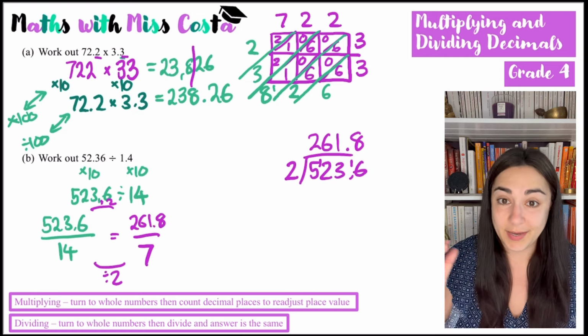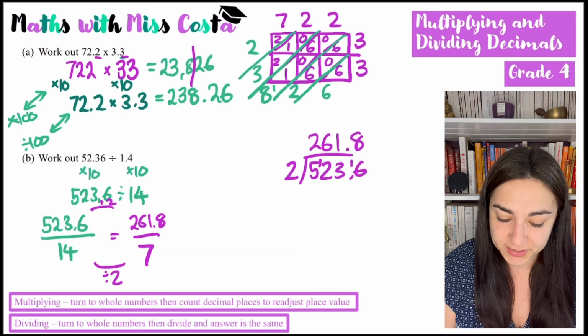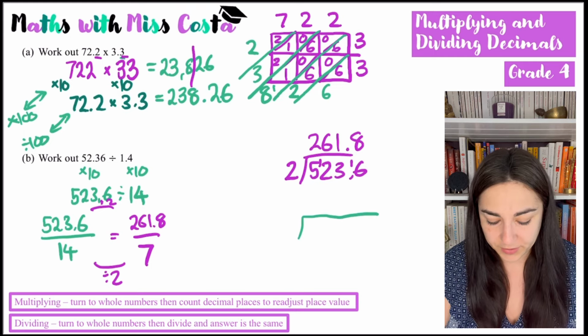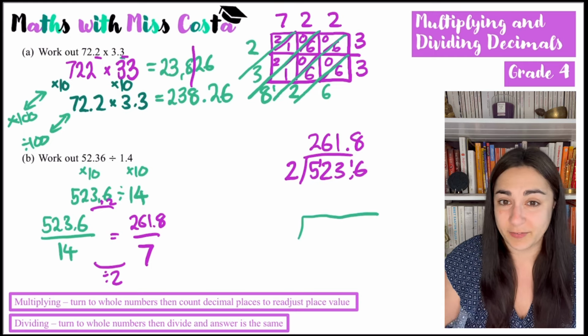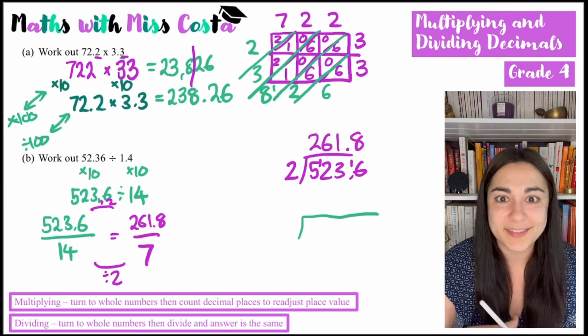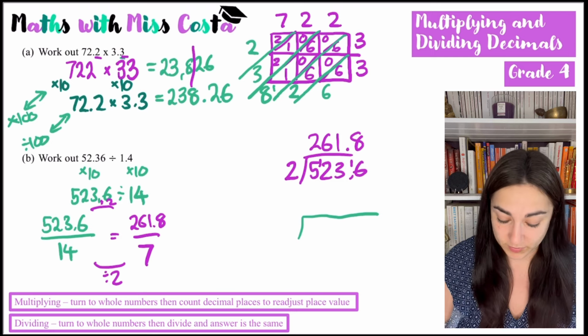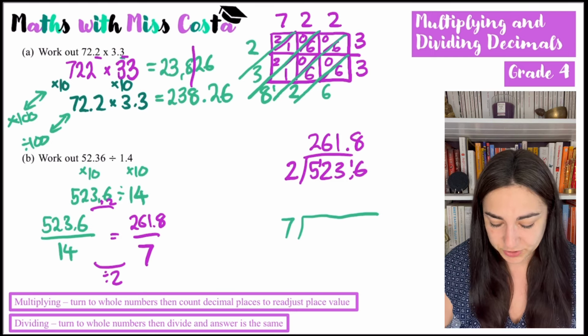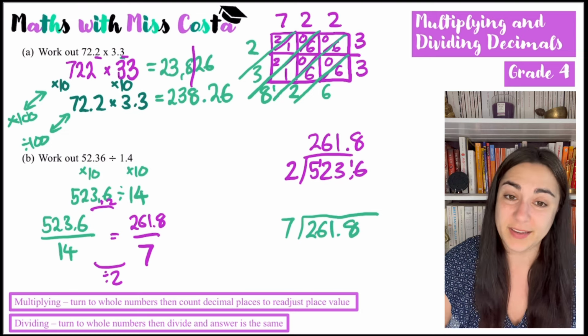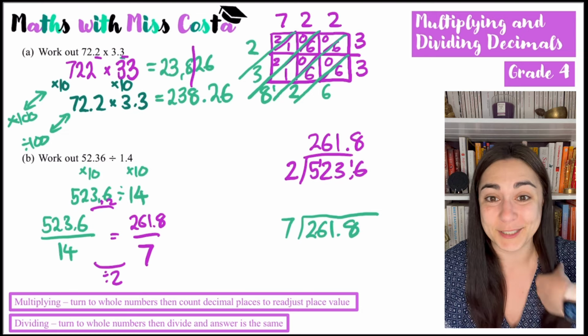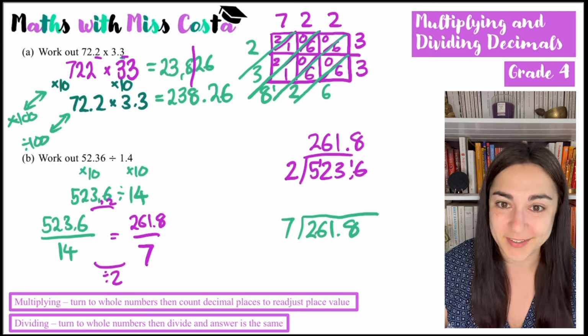And what I want to do, now that I have a single digit, I can just use the bus stop method. Obviously, you could have done 523.6 divided by 14 if you're confident and comfortable with long division. But this is just a little cheat way to just get there a bit faster, especially if it's something that you're not confident on, which actually so many people are not.